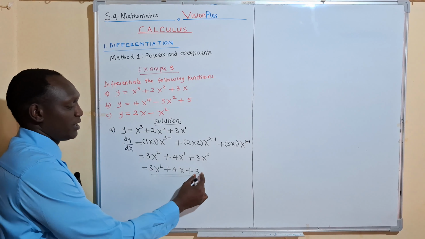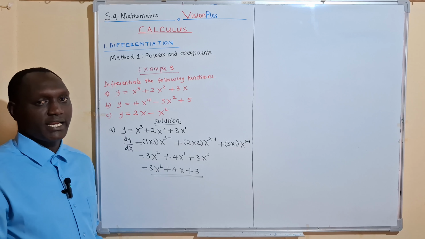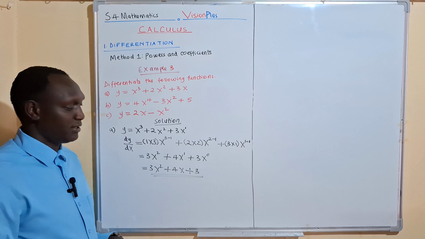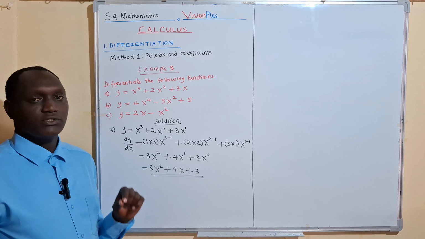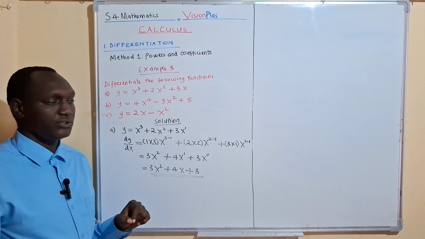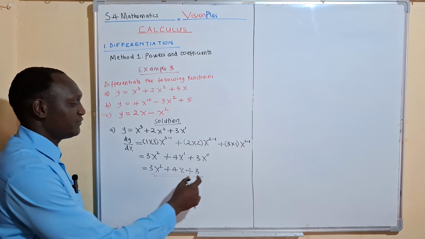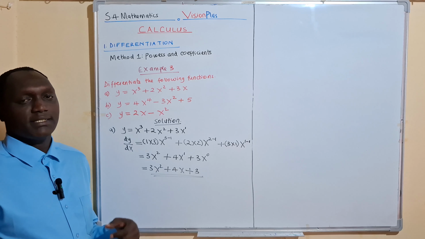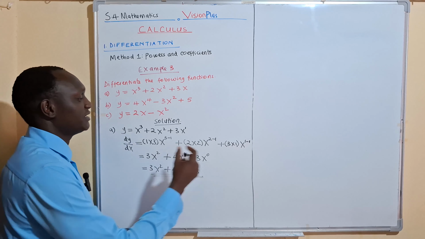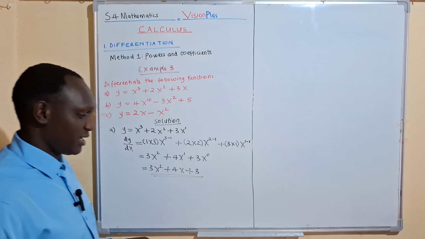Remember, if you are differentiating an expression, you can get a constant, which you write. It is only when you are differentiating a constant that you get 0. So don't think this 3 is going to be 0. We are not differentiating the 3, but the 3 we have obtained is as a result of differentiating a given term 3x. So you must take note there.